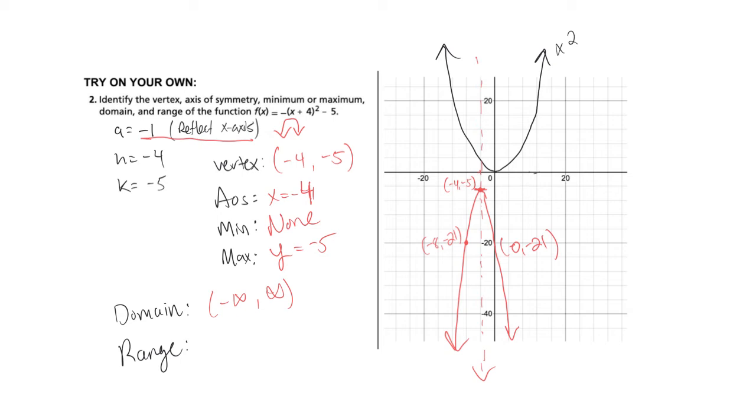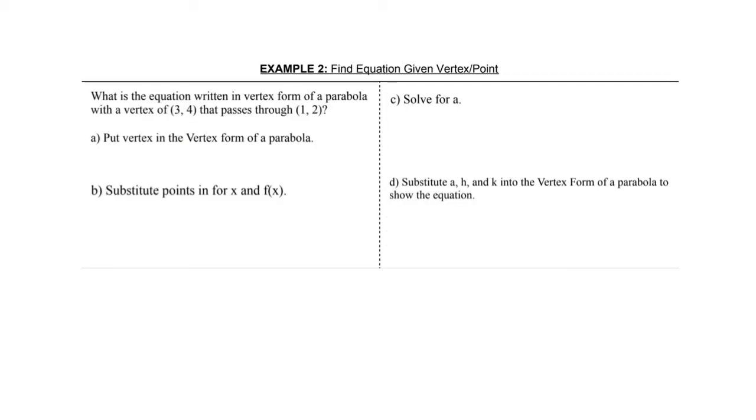So it does not start at negative 5. It starts at negative infinity and goes to negative 5, and it includes negative 5. All right, so that was graphing and finding the key features when a quadratic is in vertex form.